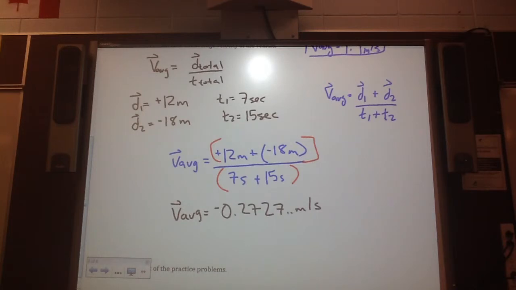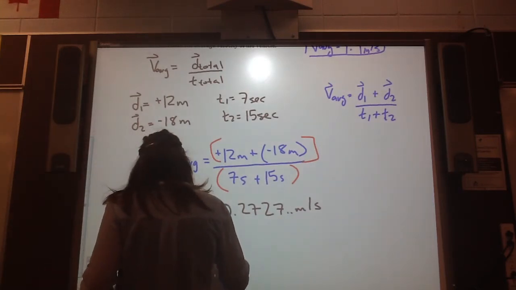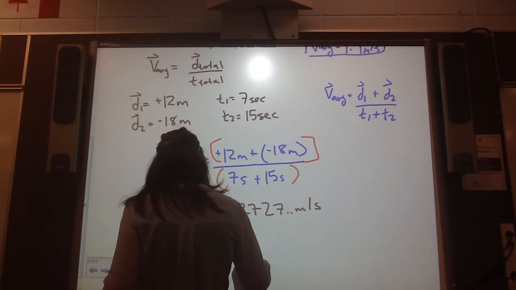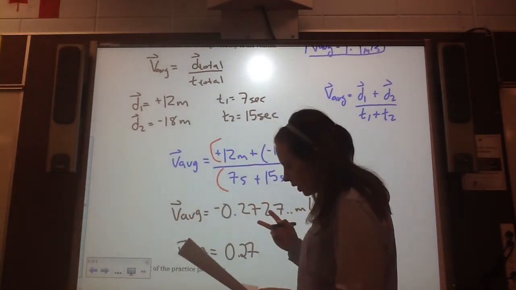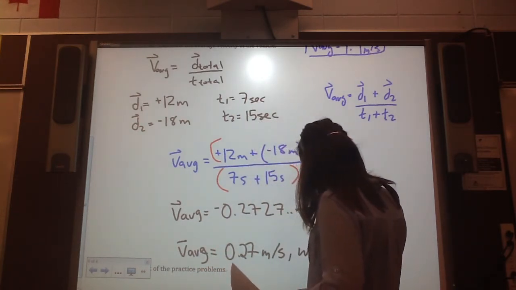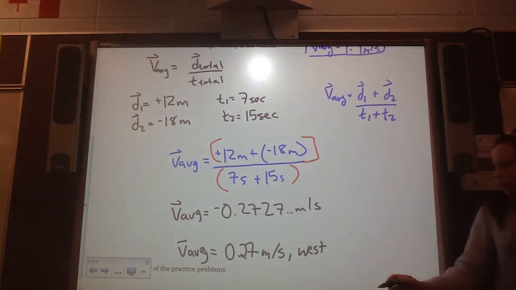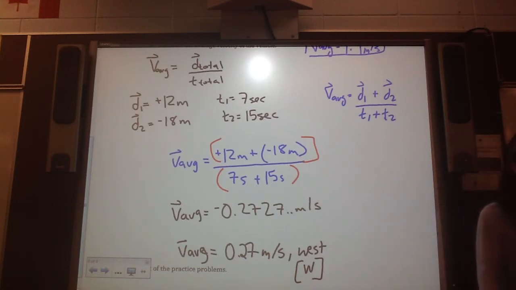I need to translate that into its direction. So negative in this context is what? West. So my V average is equal to 0.27, because I need 2 sig digs, meters per second, comma, west. You could also write west as just square brackets and put a W. That means the same thing, if you would like.